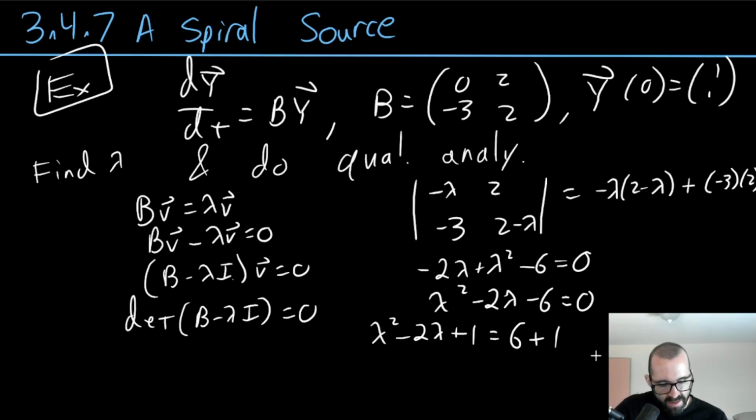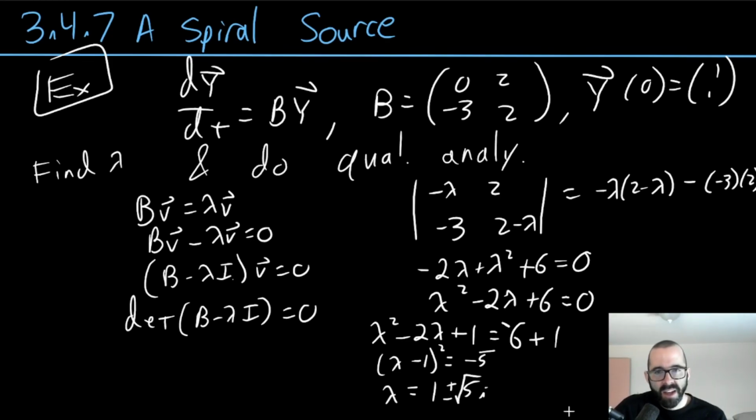Wait a minute. I think I did something wrong. It's ad minus bc. I need to remember my determinants. Okay, great. So that's a minus, that's a plus, that's a plus, this is a minus. Okay, great. So this is lambda minus 1 squared equals negative 5. Okay, take the square root, add 1. Lambda is equal to 1 plus or minus square root of 5 times i. We have found our eigenvalues.